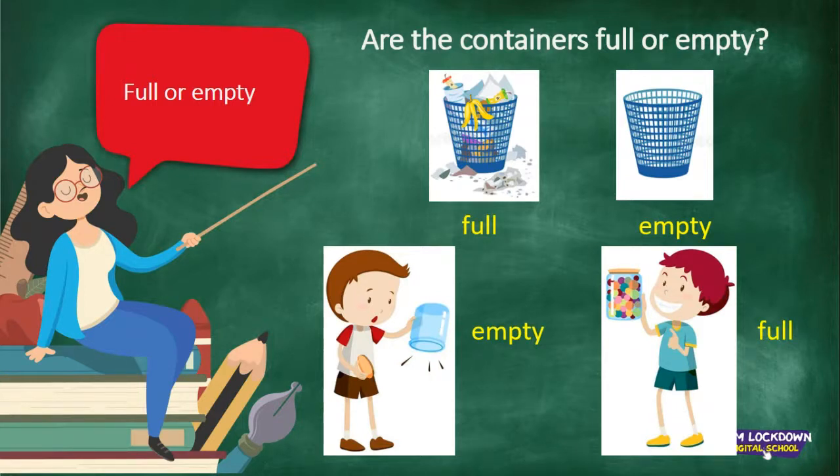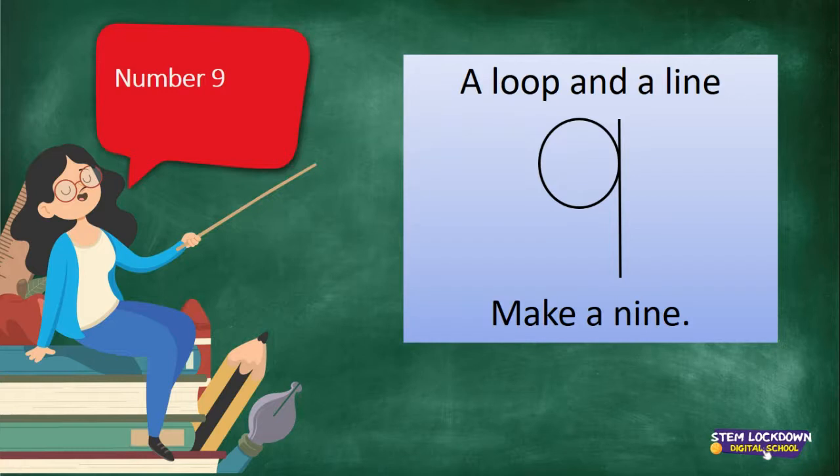All right, let's have a look at our number 9. So let's read the number name. Sorry, grade ones, the number symbol 9 is rhyme. A loop and a line make a 9. That one's a bit easy today. Can we all read that and say it together? A loop and a line make a 9. Good.